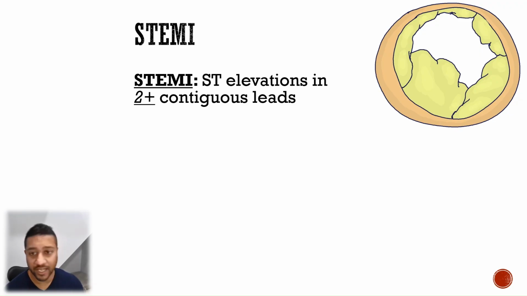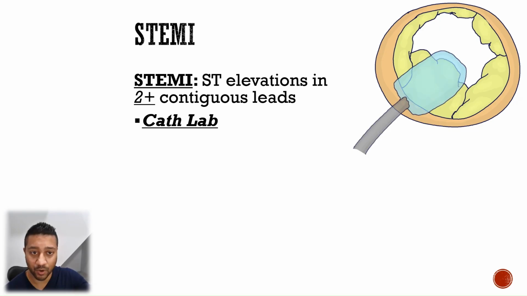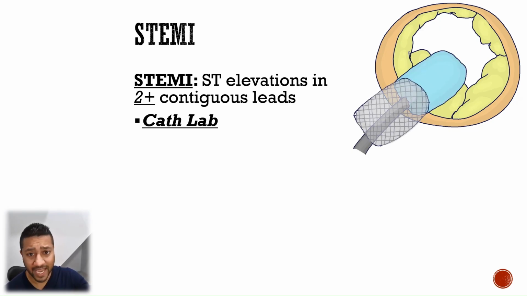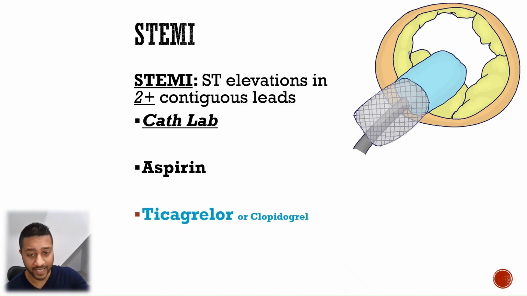The most important thing that you need to do is activate the cath lab. There is a potential blockage within the coronary arteries, so going in there with the catheter and opening up that artery is the most important intervention that you can do. Now, while you're waiting for this patient to be taken to the cath lab, you also need to be giving your patient aspirin, another antiplatelet like ticagrelor or clopidogrel, although ticagrelor is preferred, and IV heparin.